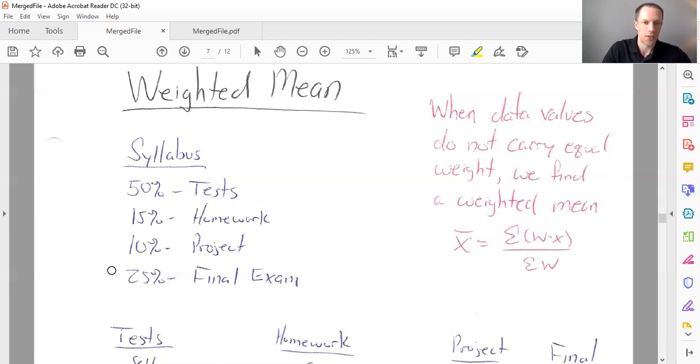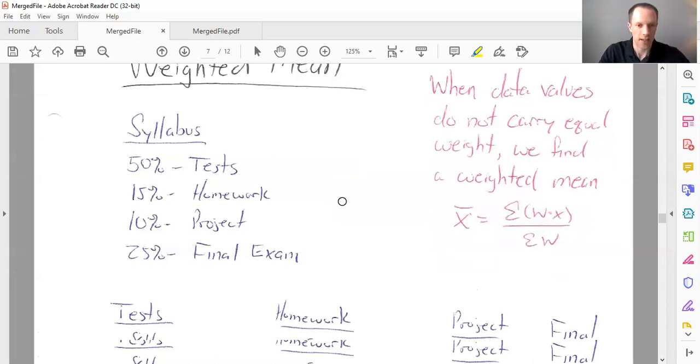When you have this kind of situation where you've got a list of numbers that you want to average, but some are considered more important and some less important, you'll need to calculate what we call a weighted mean. You can see my formula over here: the weighted mean is the sum of each weight times its corresponding data value, divided by the total amount of weight. Let me show you how this might work in a calculation for a class like this.